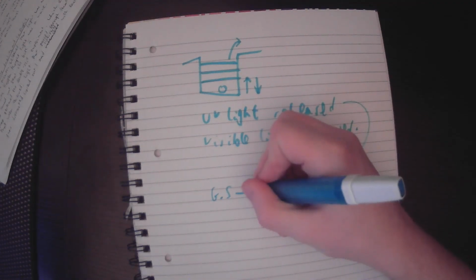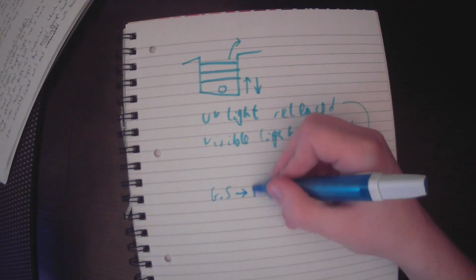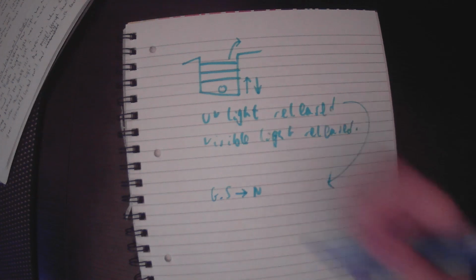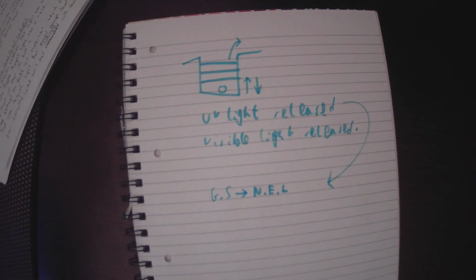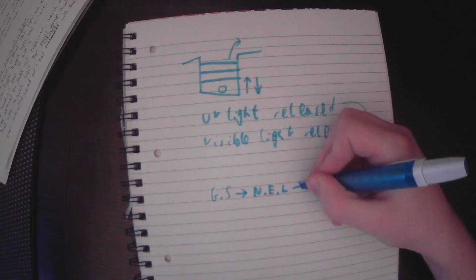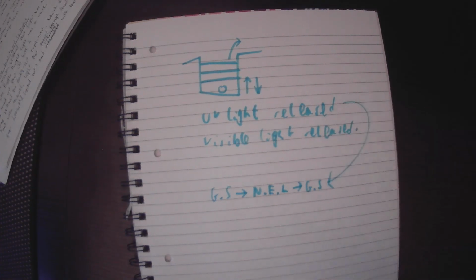to any energy level, so we'll just do N for any, the nth energy level. So it could be first, second, third, fourth, depending on how many energy levels the electron can take up. And then it goes back down to the ground state. And this releases ultraviolet light.